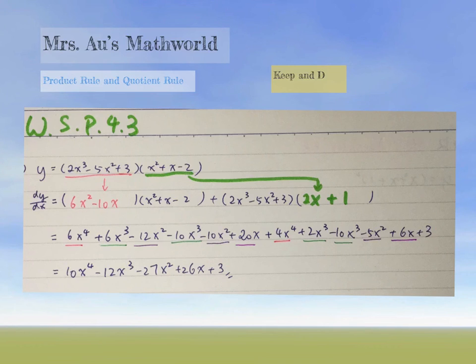Alright, that means in conclusion, for the product rule, we always keep one of them and d the other one. Keep and d. And then after that, we expand and arrange it in descending power of x as the result. So let's move on to the next video for the quotient rule.